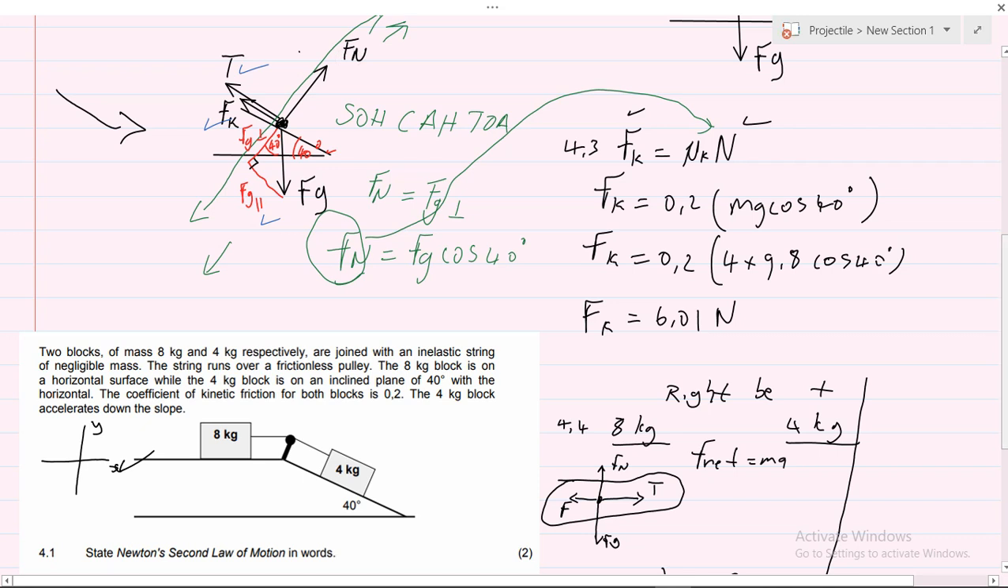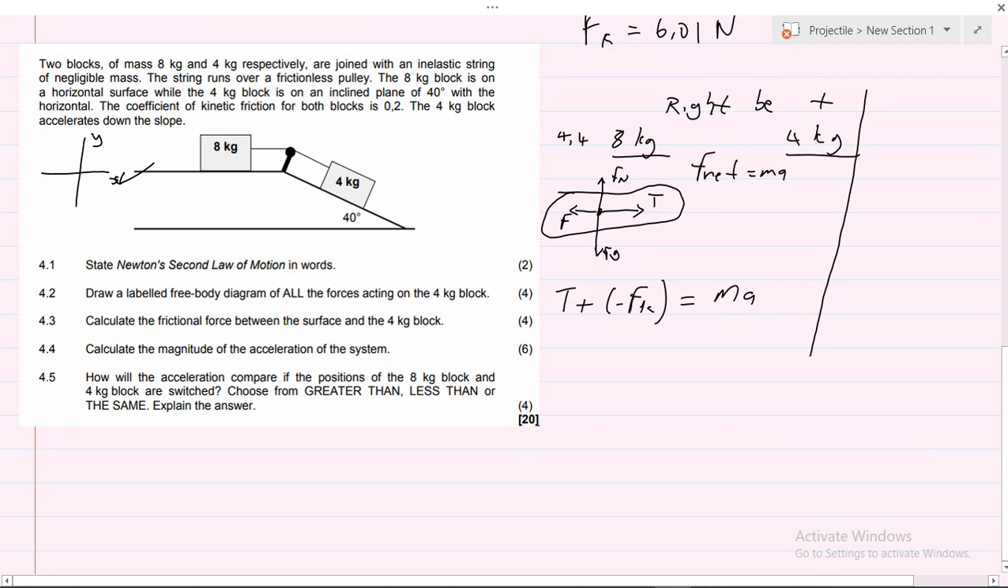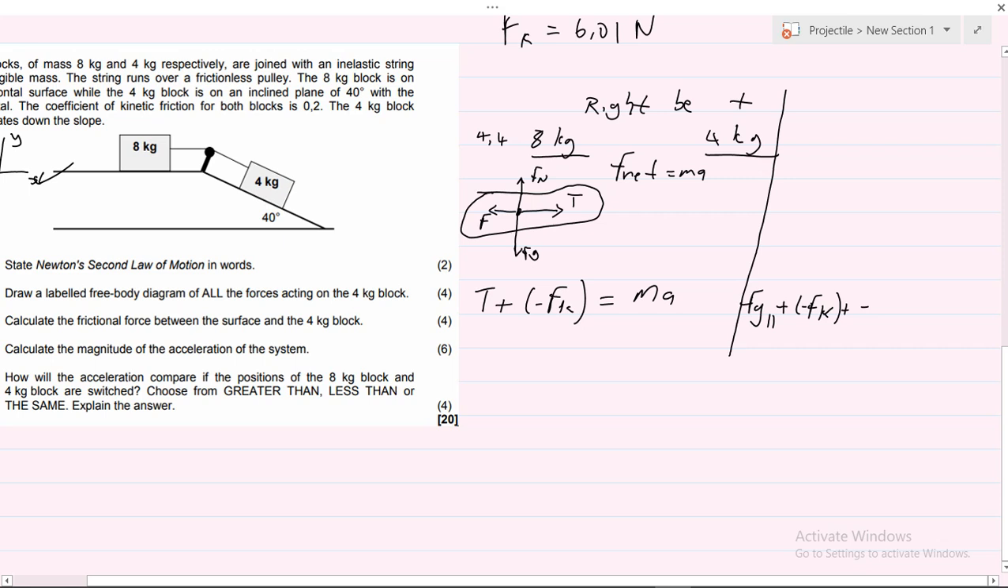Now we identify which force supports the motion and which opposes the motion. The opposer of the motion is negative, and the supporter of the motion is positive. The supporter of the motion is Fg parallel, and the opposers of the motion are tension and kinetic friction. Okay, so for the 4 kg block, we are going to have Fg parallel plus negative friction plus negative tension equal to MA.